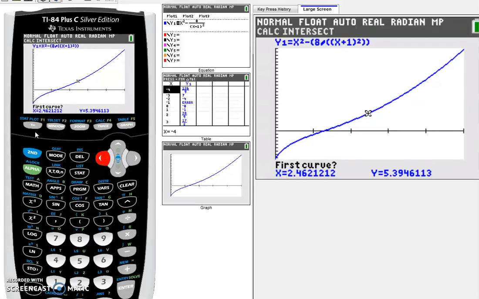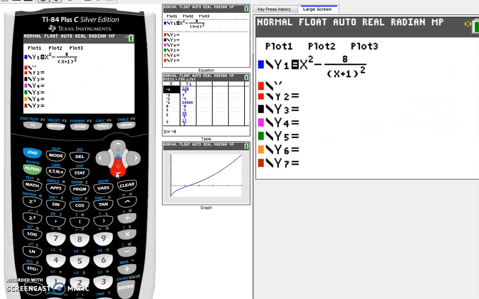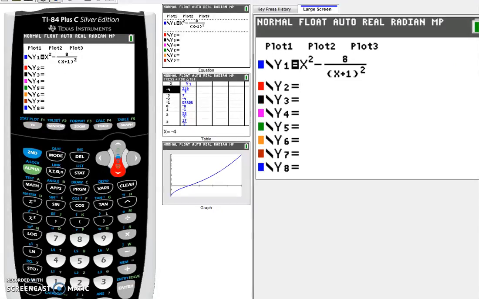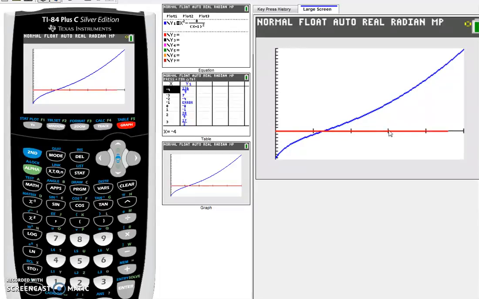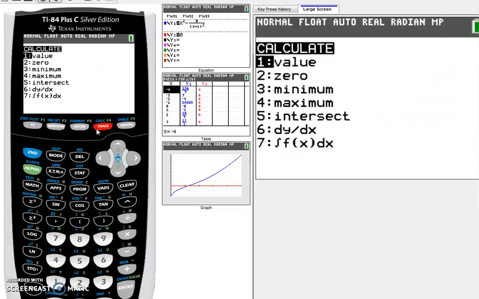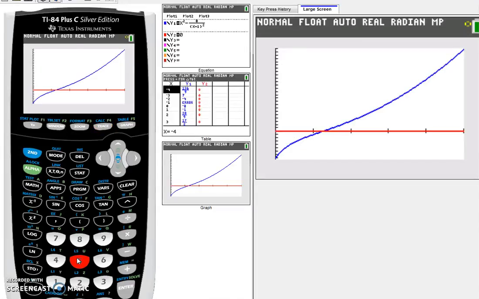5. Oh, we can't find the intersect yet. So scratch that. Before we do that, we need to type in the second equation of y equals 0. So y equals 0 runs along the x-axis. Now we can calculate an intersection.